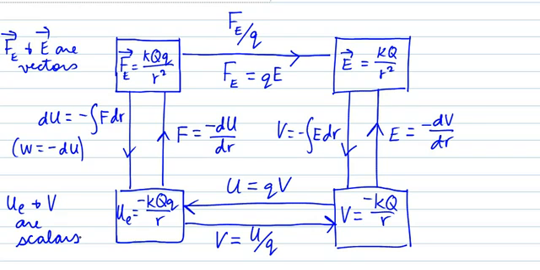So one way that we can kind of organize our thoughts is to think about how the two vector quantities are related and how the two scalar quantities are related. And also, if you want to get back and forth between vectors and scalars, you have to do a calculus thing, whether it's a derivative or integral. And if you want to go just from a vector to another vector, we're multiplying or dividing by a constant. In this case, the test charge, little q.